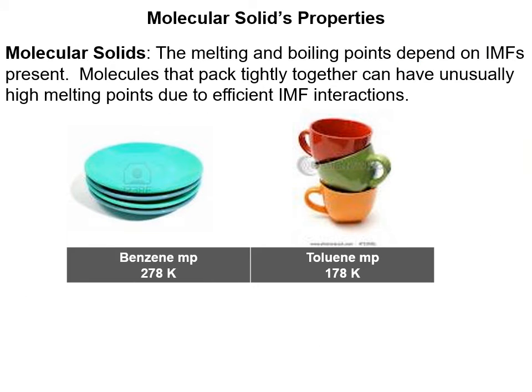Let's take a look at another picture of this. This would be benzene, where we've got a planar molecule. And this would be our toluene, where this would represent that big CH3 group hanging off the side of the rest of the molecule. And it messes up being able to pack things efficiently. Hence, toluene actually has the lower melting point.